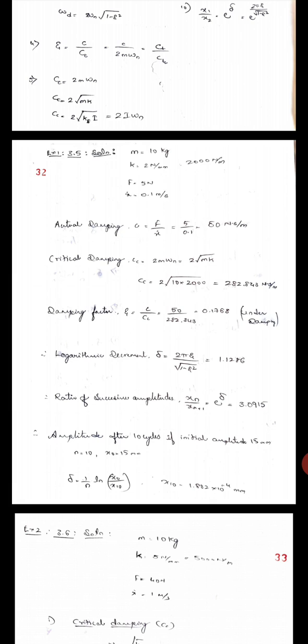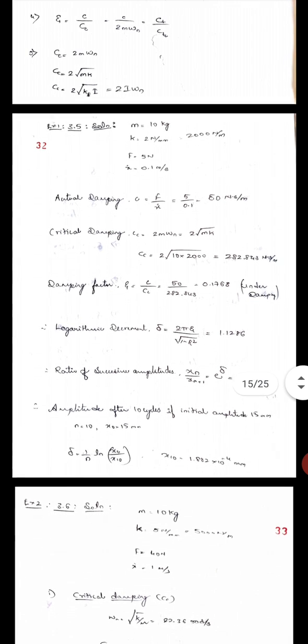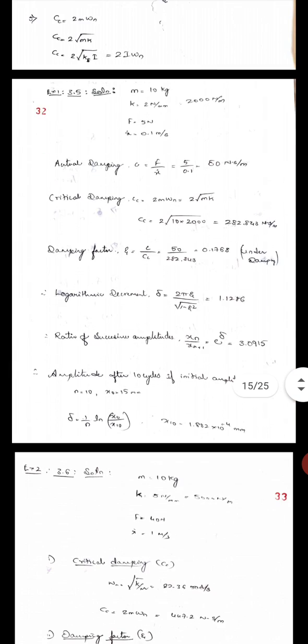So everything should be in meters and Newtons. So damping factor zeta is C by Cc. 50 upon 282.843, we have 0.1768. Now the damping factor zeta is less than 1 by the value. Since it is less than 1, the system is an under damped system.